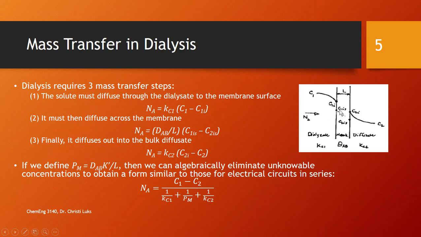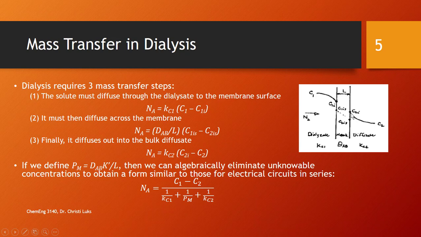Then we need it to diffuse across the membrane. There will be some sort of concentration gradient across here, and this will be more like a Fick's law looking thing, but basically we can just assume that that'll be fairly linear. N sub A equals diffusivity over L times the concentration difference across the membrane itself.